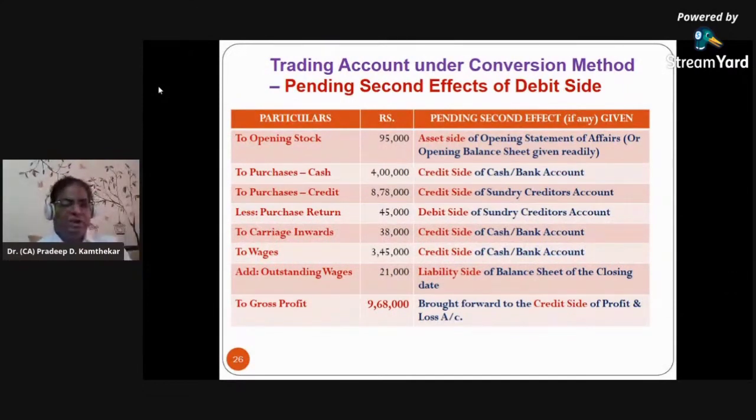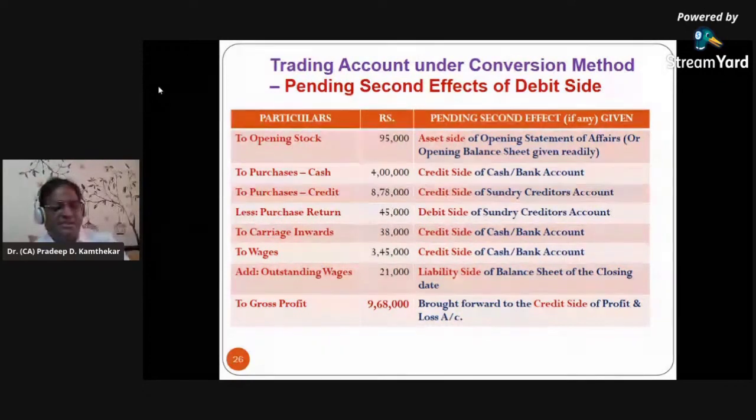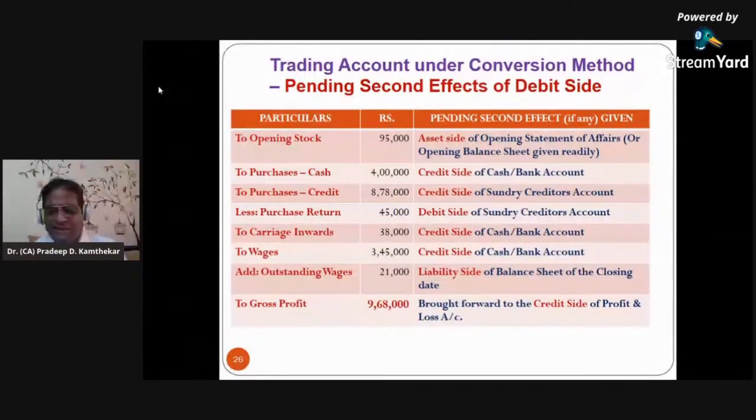Opening stock, where is it coming from? It is coming from the asset side of the opening statement of affairs, if we prepare that, or if it is ready-made given, then from the opening balance sheet. On the debit side, you saw purchases cash. So where does the second effect go? Credit side of cash and bank. Credit purchases on the debit side, what you see in the trading account? What is the second effect? Credit side of sundry creditors account. Purchase returns which we minus from the trading account debit side. Second effect, debit side of creditors account.